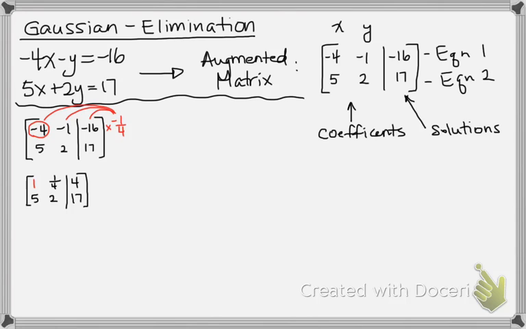Your next step is, now that we have a 1 in that top column, I would want to force every single number below it to be a 0.